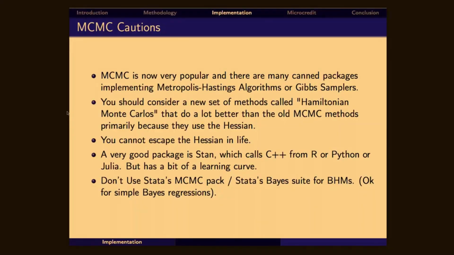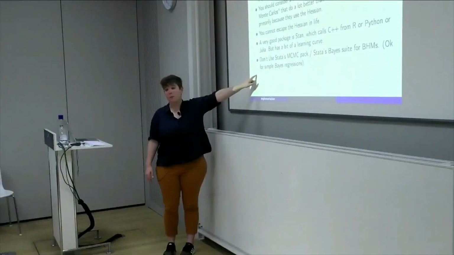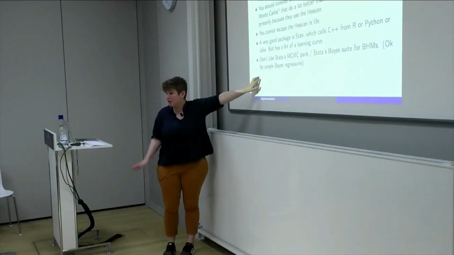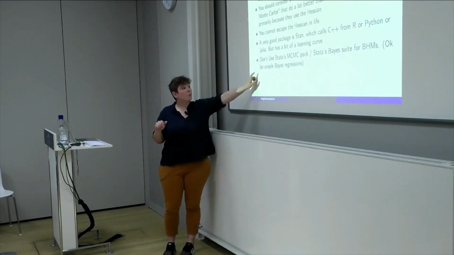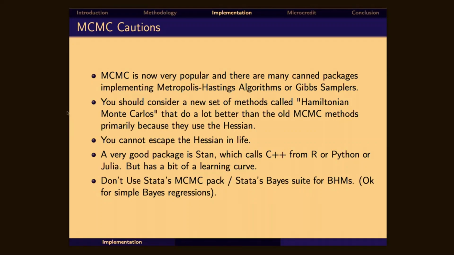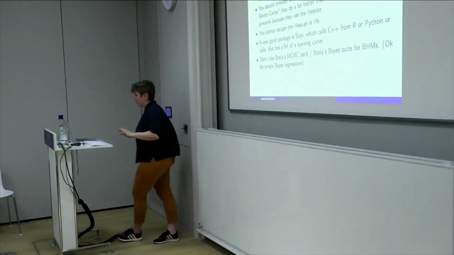It has a bit of a learning curve. I think in general in this room, we want people to do more meta-analysis. So what we have at the moment is a package that allows you to fit the models I just showed you in one line of code. And then here's my warning: don't use Stata's MCMC pack or Bayes pack for BHMs. It's fine for normal Bayesian regression stuff, but it uses Gibbs samplers and Metropolis, and it will not tell you that the thing has not converged. So for other Bayesian stuff, fine, but for hierarchical models, no.